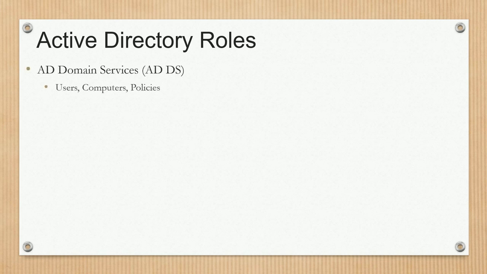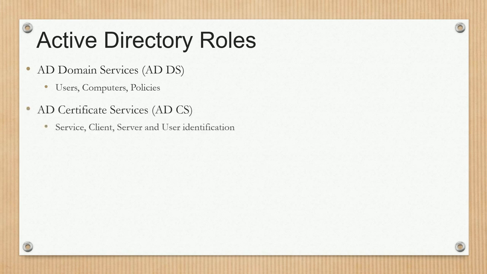Now let's go to the Active Directory roles. What are the roles that come under Active Directory? The first main role is ADDS, Active Directory Domain Services, and how does it help us? It helps us manage the users, computers, your laptop, desktop, VDIs, tablets, all of which come under the computers category, and the policies. So you can manage the policies with ADDS.